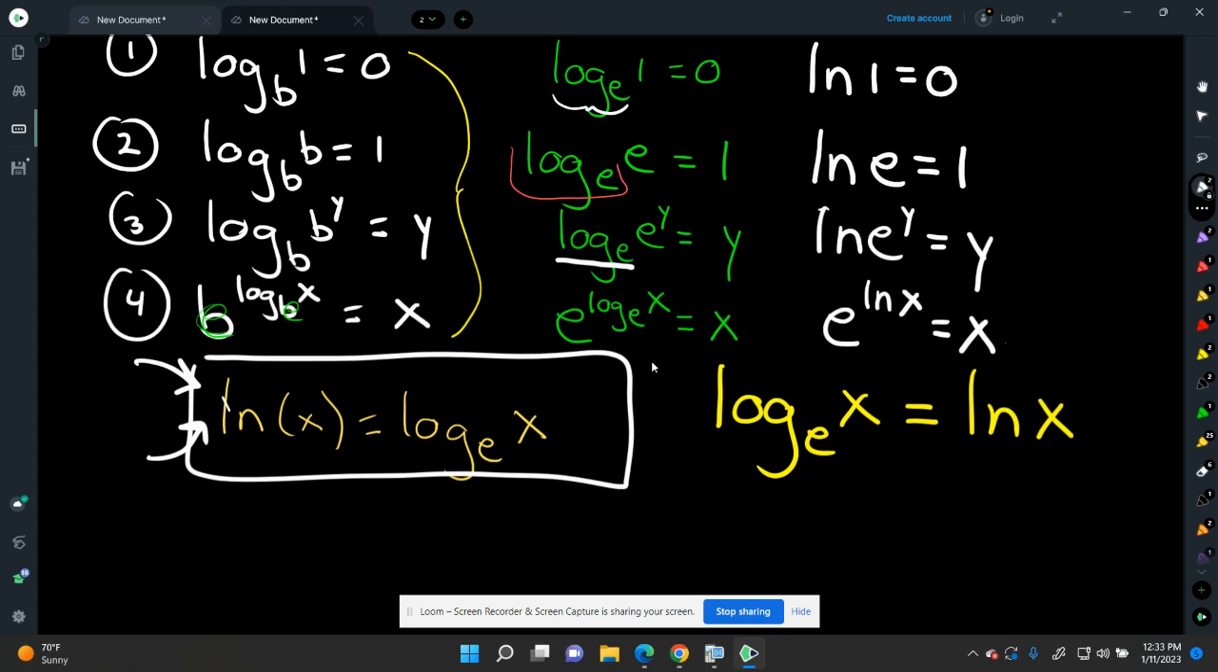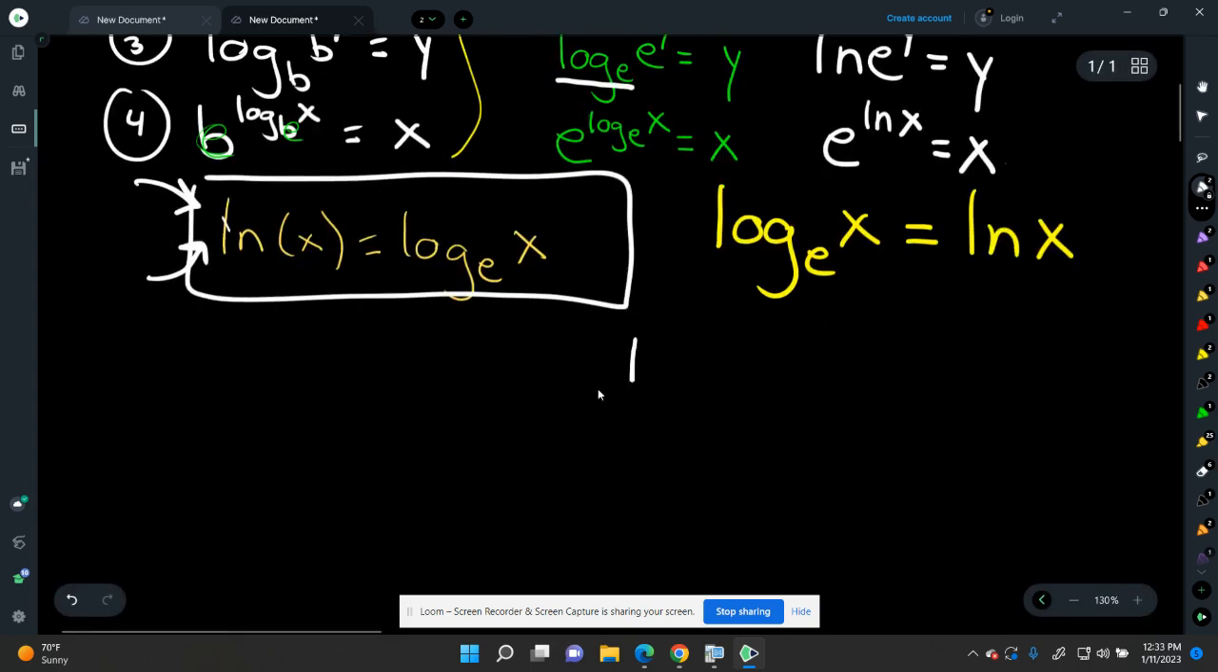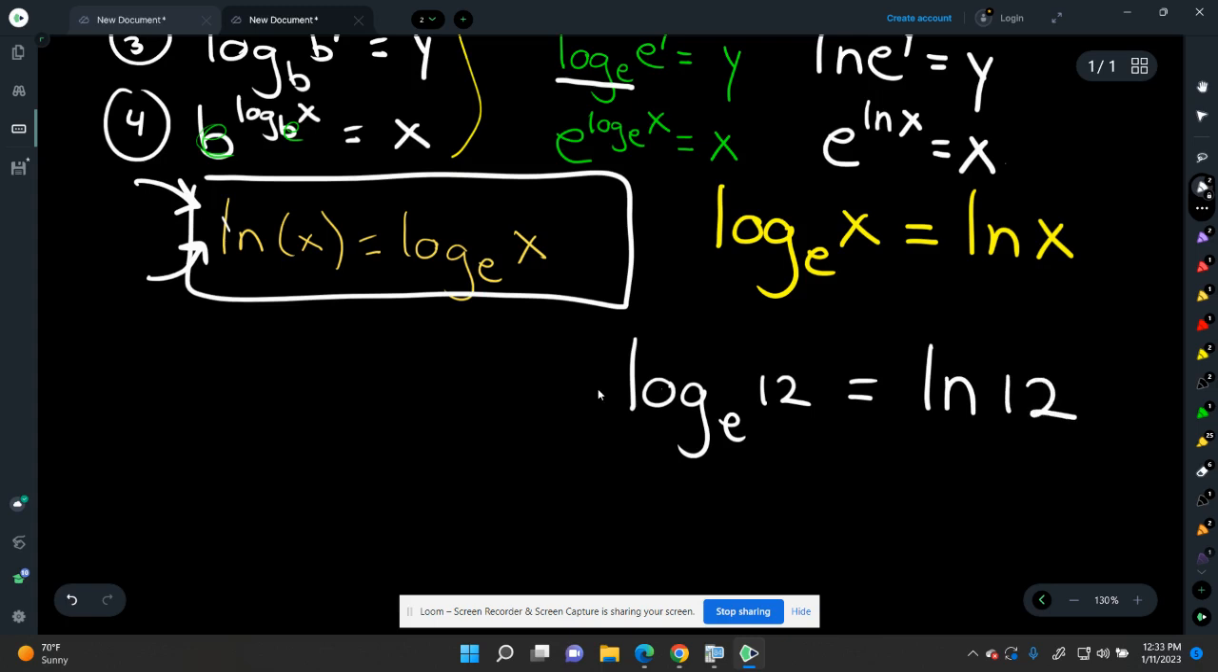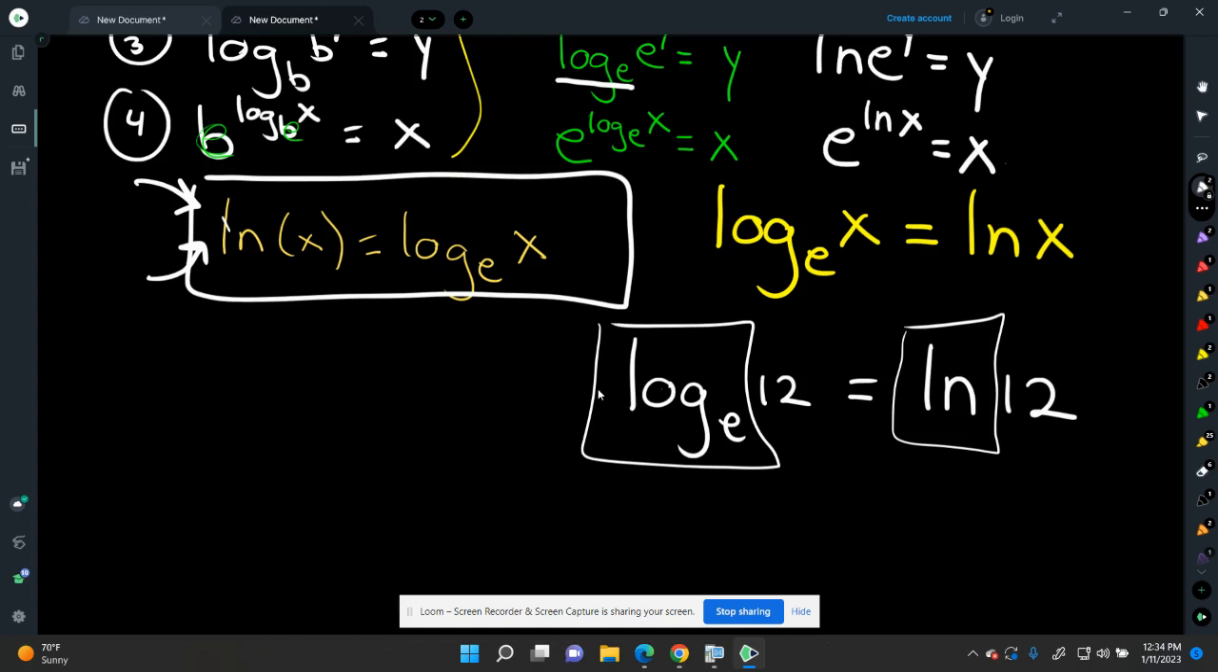Correct. So if we saw log base e of 12, we would actually write that as natural log of 12. Because this ln means log base e. That's what ln stands for, log base e. Okay, let's look at some other properties.